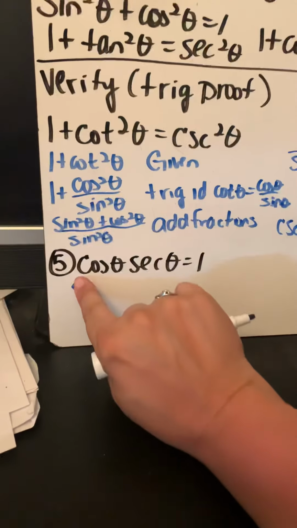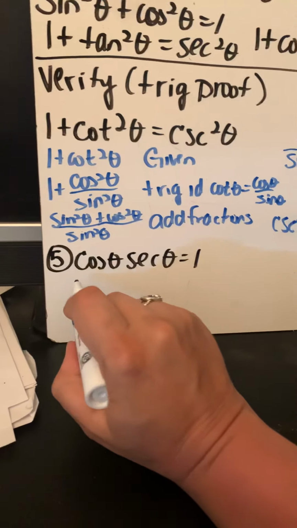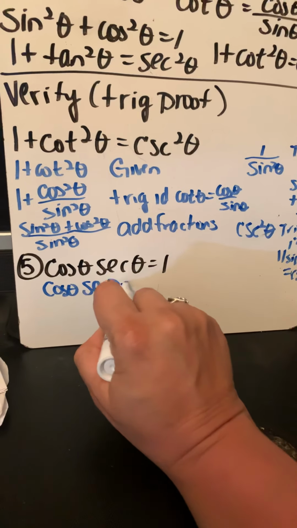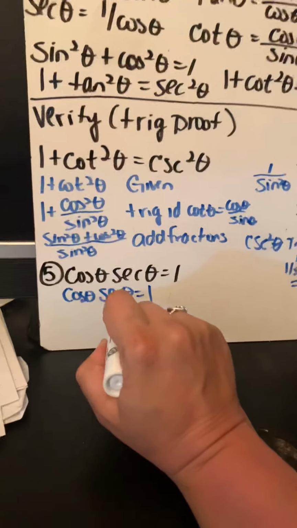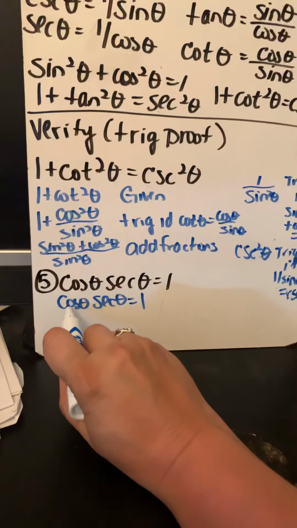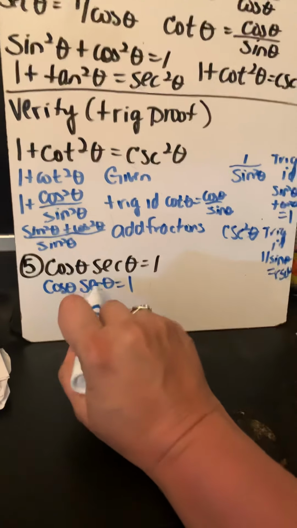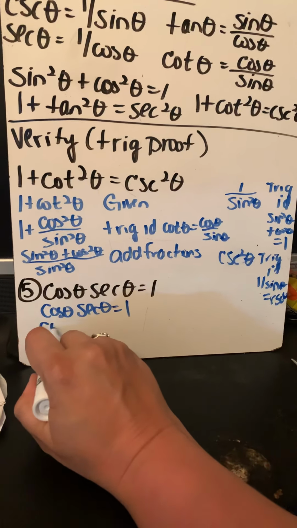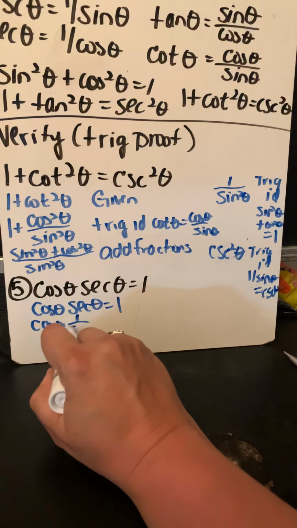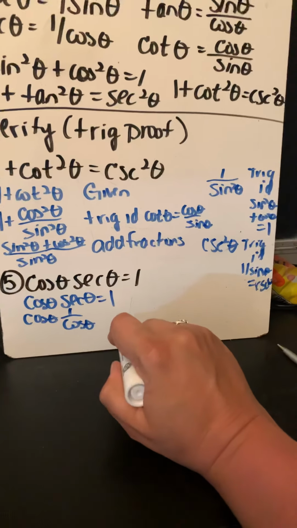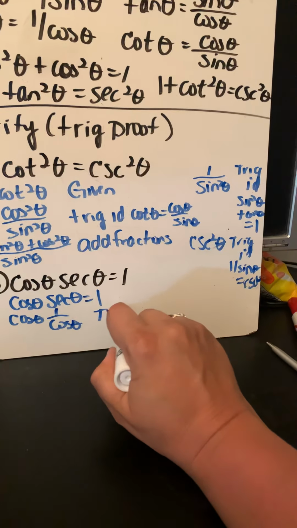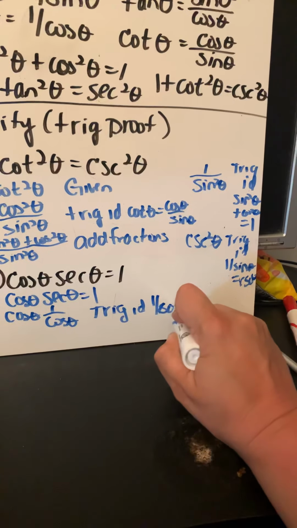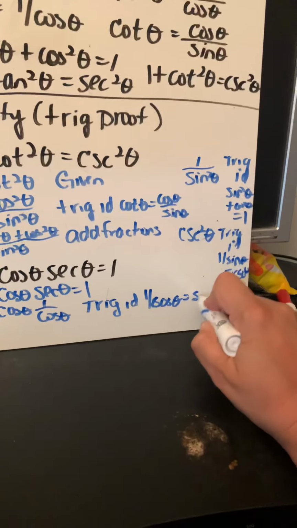So I would have cosine theta, secant theta equals 1. Again, try to convert these to cosines and sines. So which one am I going to convert? Not the cosine, it's already cosine. Convert the secant. Well, what does secant equal? 1 over cosine. So then I would have cosine theta, 1 over cosine. And that I would put trig ID, 1 over cosine equals secant.